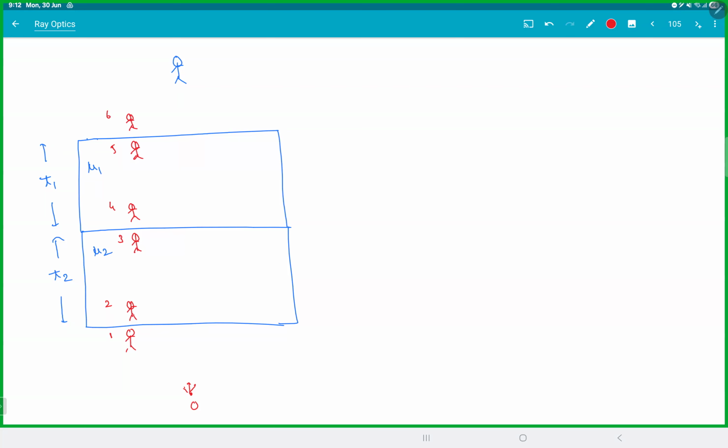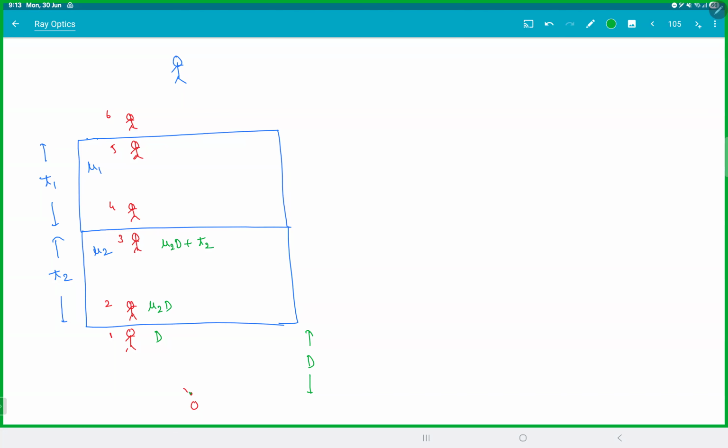Making sense? If you ask the first person, he will say the object is at D. Because both are in the air, he will say it is D. What will 2 say? Now there is a refraction. The formula is distance by mu of the object. The object is in air, into mu of the medium. Person 2 is in the medium mu2, so he will say it is mu2 into D. Agreed? Now 3 and 2 are both in the same medium, so there is no refraction. The distance simply adds up, so 3 will say it is mu2D plus T2.